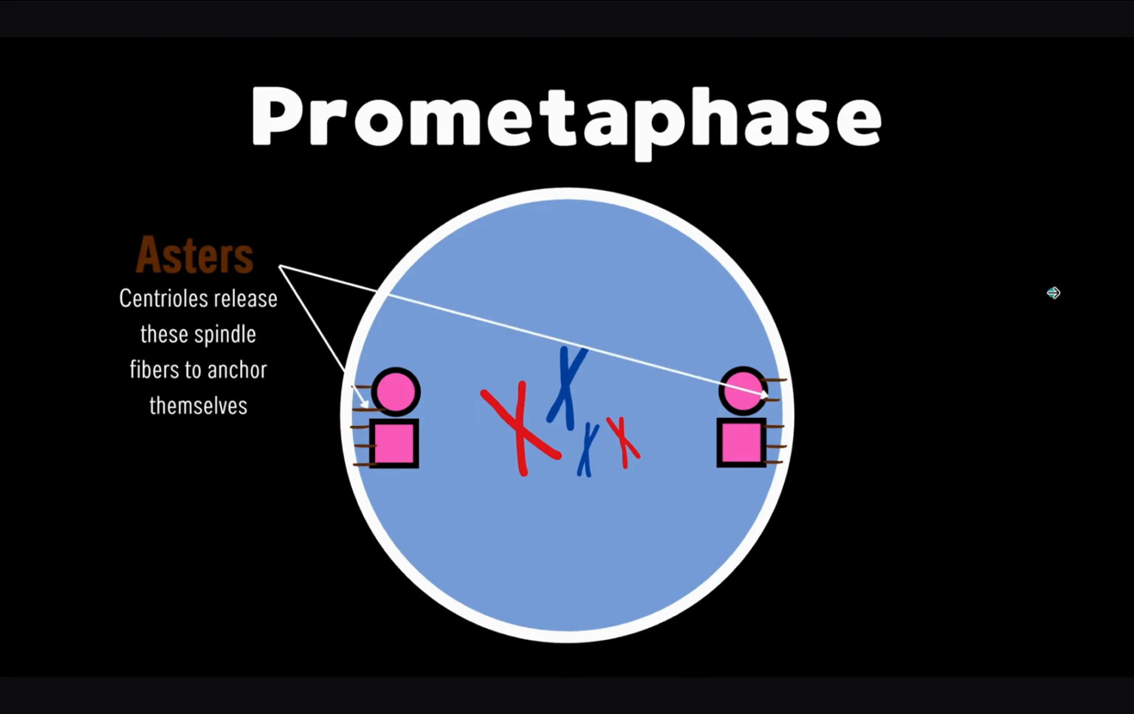Alright. So now this is really where the centromeres are gonna shine. They are going to release spindle fibers to anchor themselves in placement of the cell, and those spindle fibers specifically are called asters. So we're going to release these little brown aster fibers over here to anchor themselves to the side of the cell and lock in place.